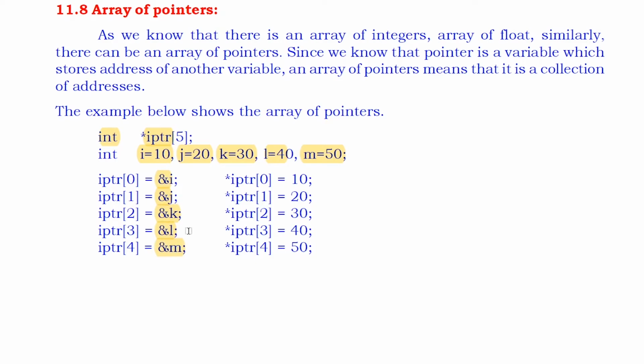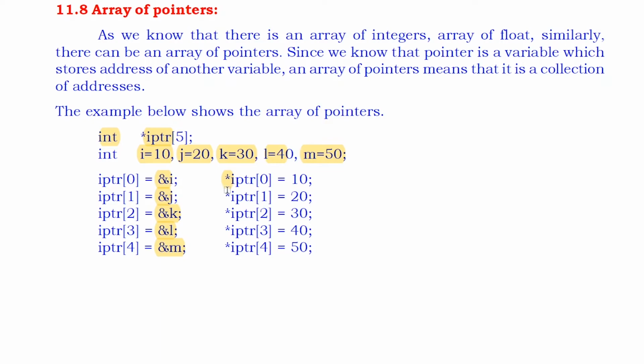Now just iptr will give you the address of I, address of J, address of K, address of L. But when you prefix star, you can see that it gives the value. So this gives the address where I is present, but star means the value which is stored at that address. So that is the value of I. Similarly for the others, that's the example.